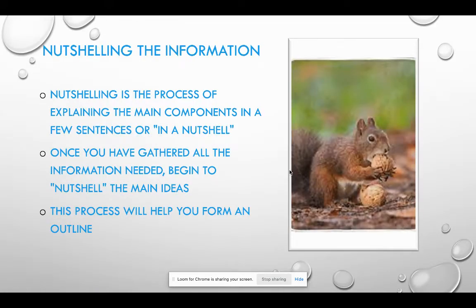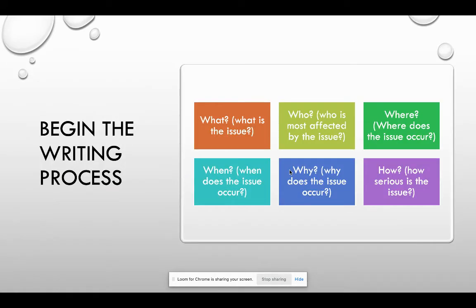Next, once you've done your research, you'll want to nutshell your information. This is the process of explaining the main components of your research in a few sentences, or in a nutshell. Once you're able to do this, you can start to form an outline. Once you have an outline, you can begin the writing process.